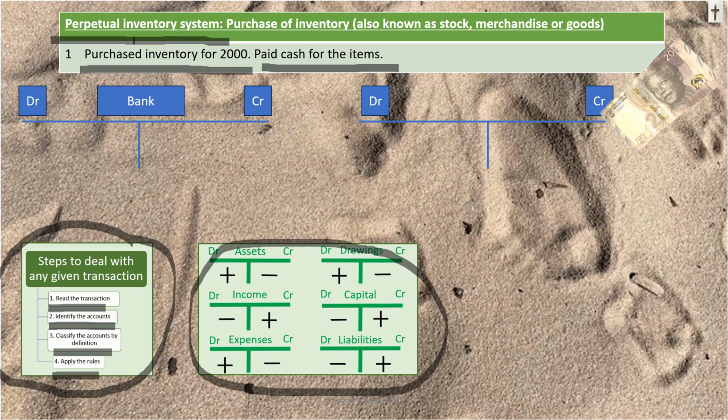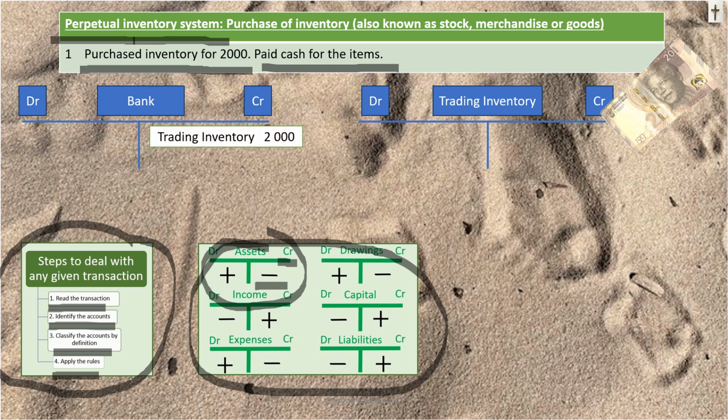We need to identify the accounts involved. Because it is cash, our one account that will be affected is our bank balance. And what did we purchase? Trading inventory. Now we need to classify these accounts. Bank is an asset. When we spend money, our bank balance will decrease, so the account will get credited. So on the credit side of bank, under details, we'll have the name of the contra account, and the amount was 2,000. So bank was credited.